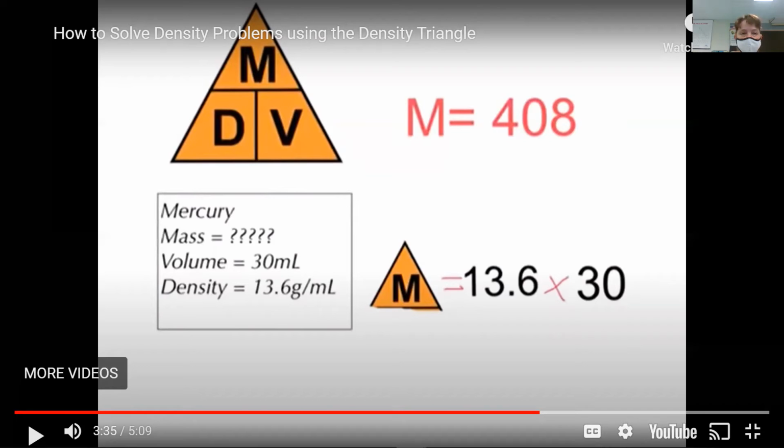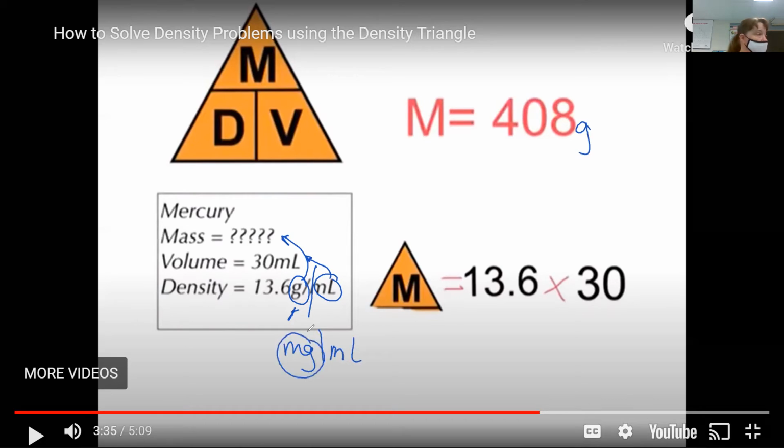You will see here that our density is grams per milliliter. The milliliters match our volume unit. The grams must match our mass unit. So in this case, it is in fact grams. Okay, but if that had said milligrams per milliliter, we would have needed milligrams as our mass unit. Okay, so you need to pay attention to whatever it gives you in the problem.